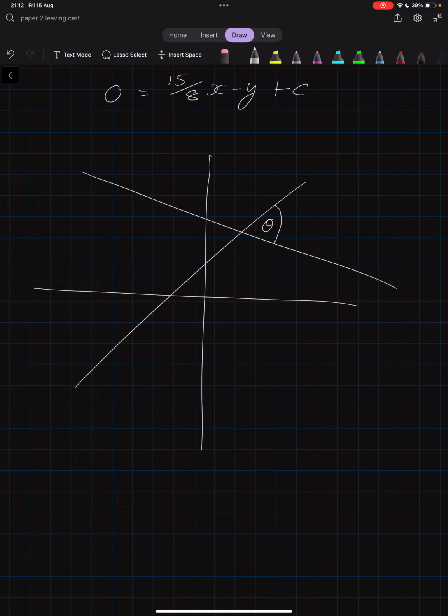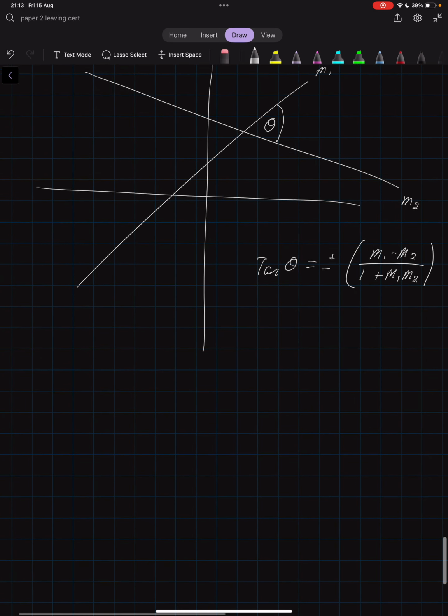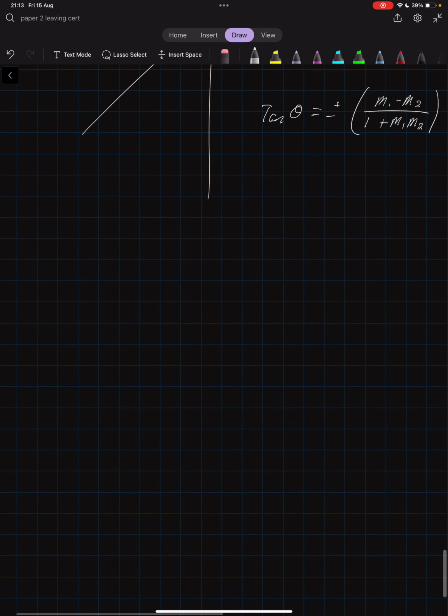So let's say this has a slope of m1, this has a slope of m2. Tan theta is equal to plus or minus (m1 minus m2) over (1 plus m1 m2). Like that. So that's it. Okay? So let's do a couple examples.